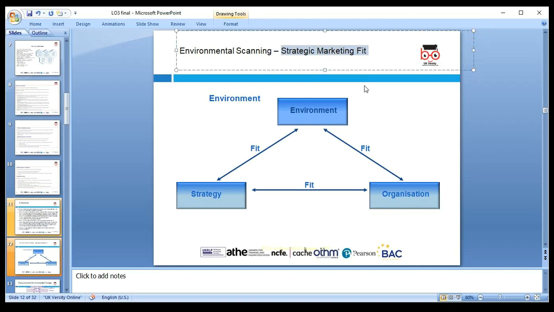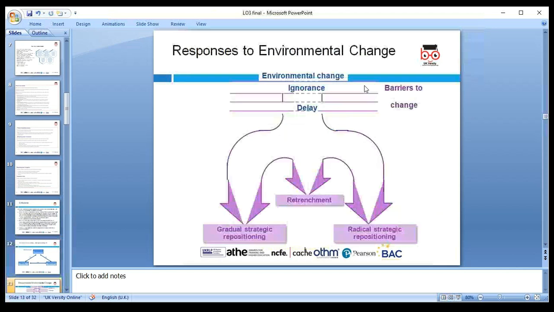Then, environmental: you need to look at strategic marketing fit, the fit between the environment, your strategies, and your organization. If they fit, that's a great idea. And then the responses to environmental changes. When the environment changes, your response as an organization matters; we cannot ignore environmental change.